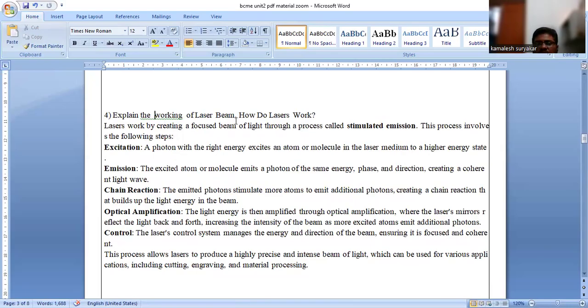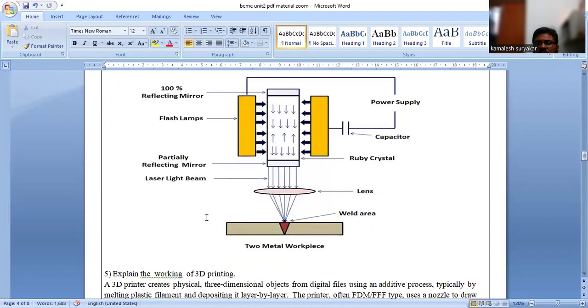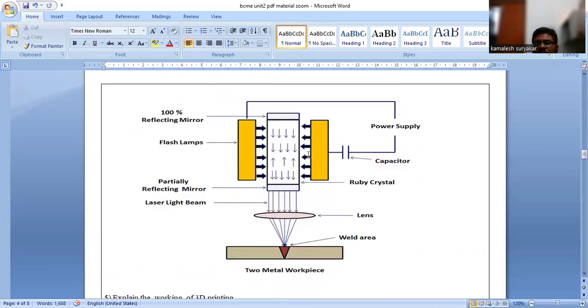Explain the working of a laser beam. How does a laser work? I am showing you this directly. This is a laser beam. How it works, you can see in the figure. You have mirrors here. These two yellow portions are mirrors, the top one is a mirror, and this also is a mirror. They are generally ruby crystals.